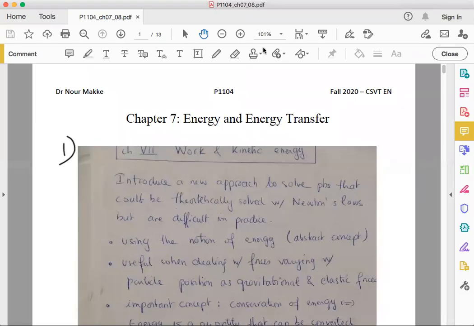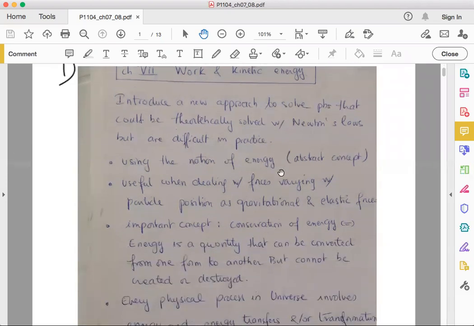Good morning, everyone. So today we will continue in mechanics with chapters 7 and 8, where we are going to discuss the energy in general and the energy transfer. In these chapters, we're going to introduce a new approach, an alternative approach to Newton's laws of motion, because there exist some problems in mechanics which theoretically could be solved using Newton's laws of motion, but in practice they are very difficult to solve using them.